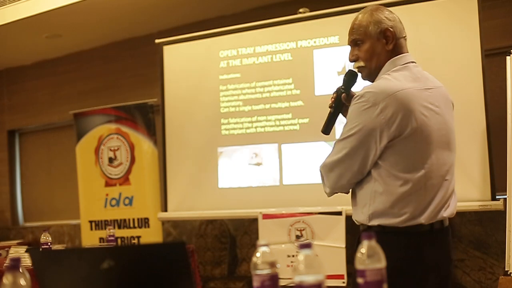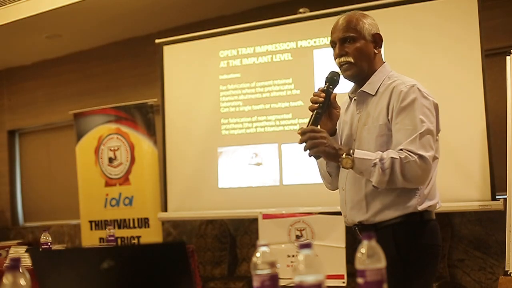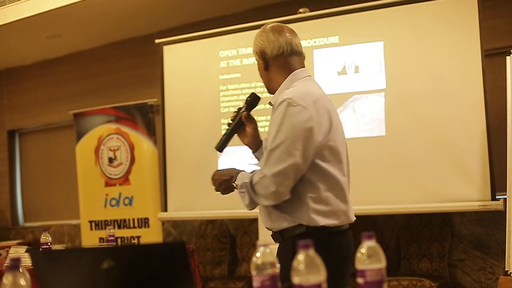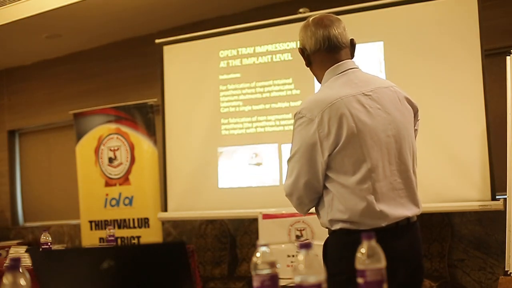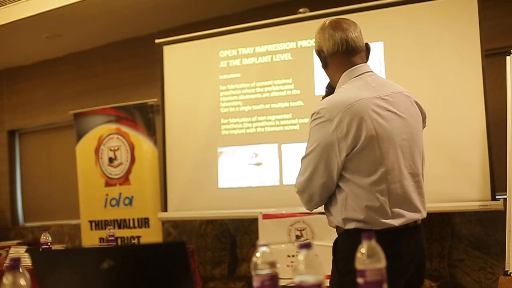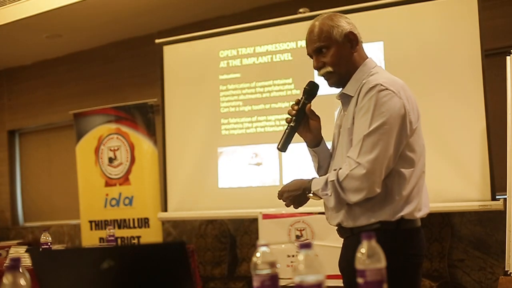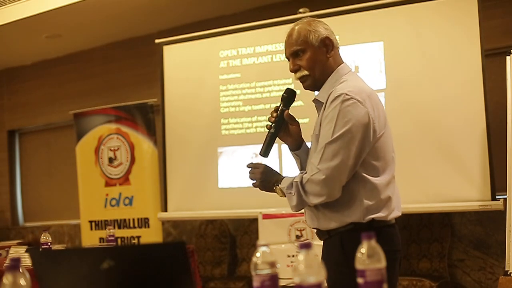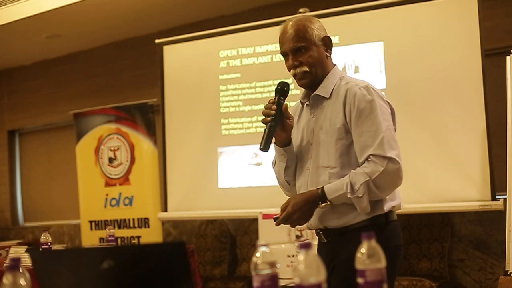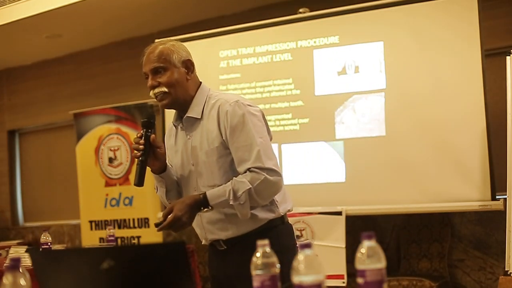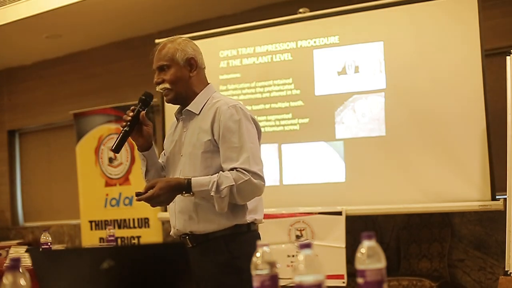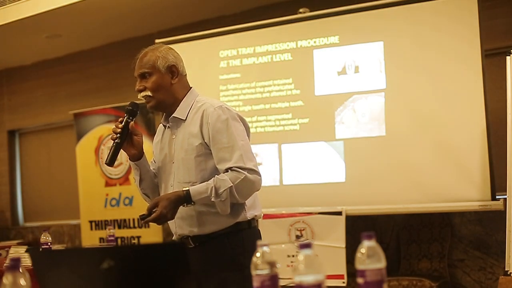So this patient does not want to go for an extensive laboratory procedure, or he does not have a skilled technician. He makes an impression at the implant level and sends it so a stock abutment is milled in the laboratory. Is that clear? The next one is where the soft tissue thickness is very, very less. If you have an abutment in that area, the metal collar gets exposed. What we do is we make the prosthesis directly and it is tightened over the implant.